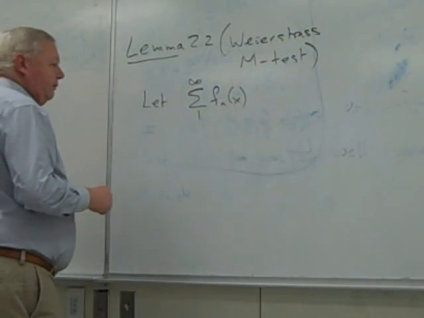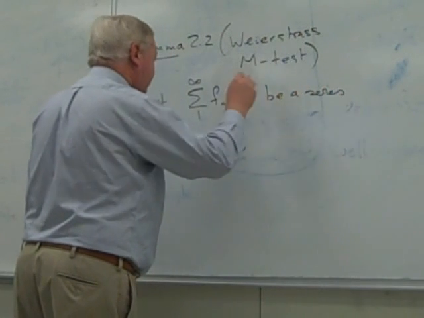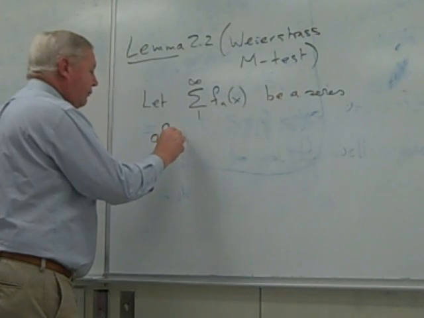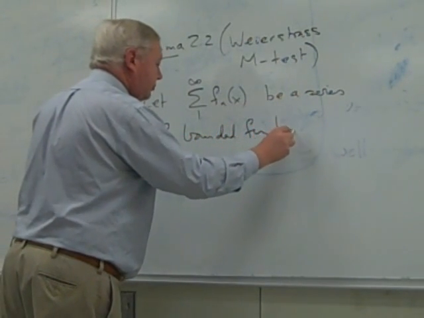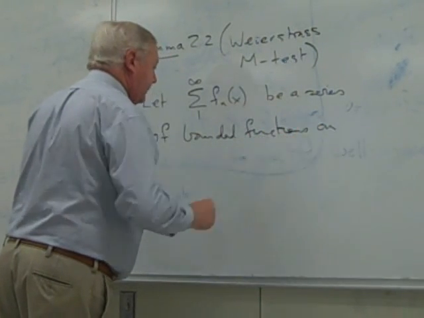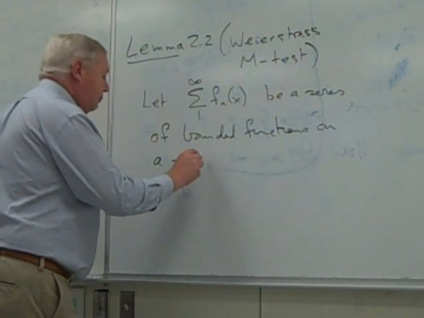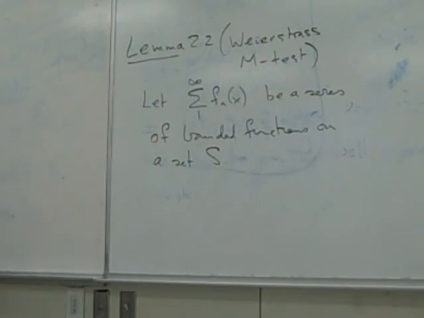Let the sum from 1 to infinity of f_n of x be a series of bounded functions, and the domain doesn't really matter. Any set S could be an interval, could be the whole real line, or maybe the functions are defined somewhere else. So the domain is essentially irrelevant in this case.